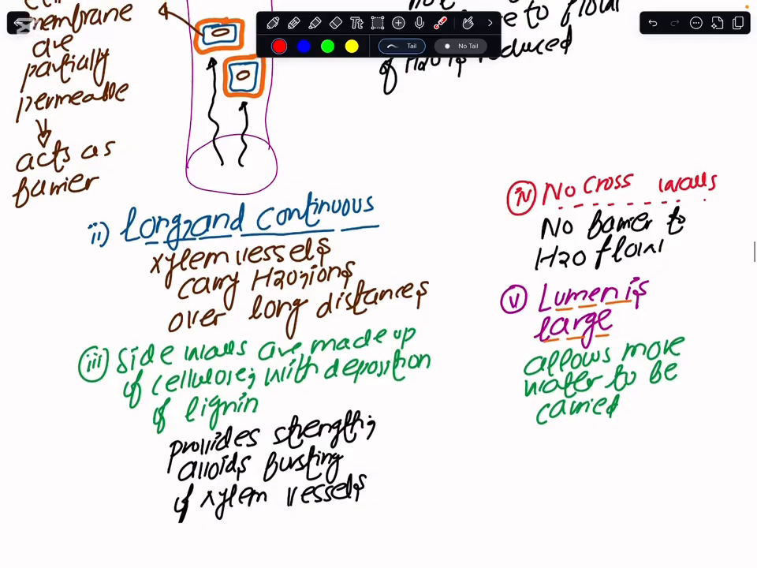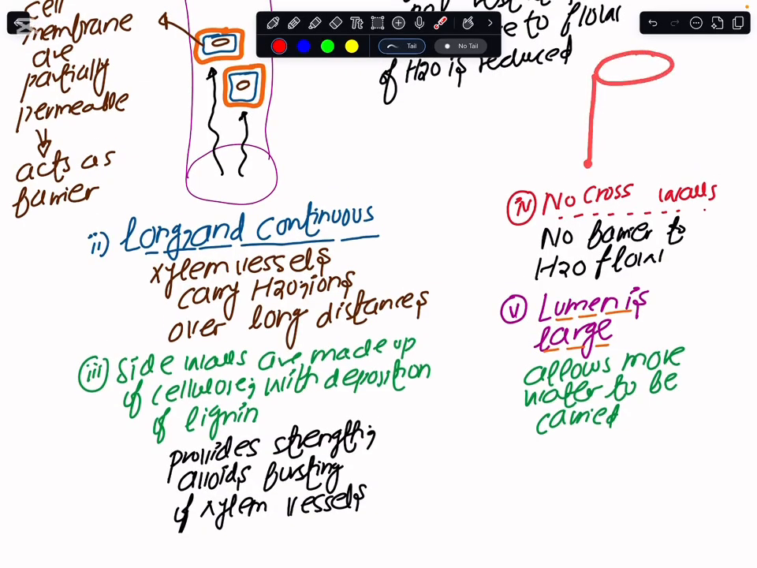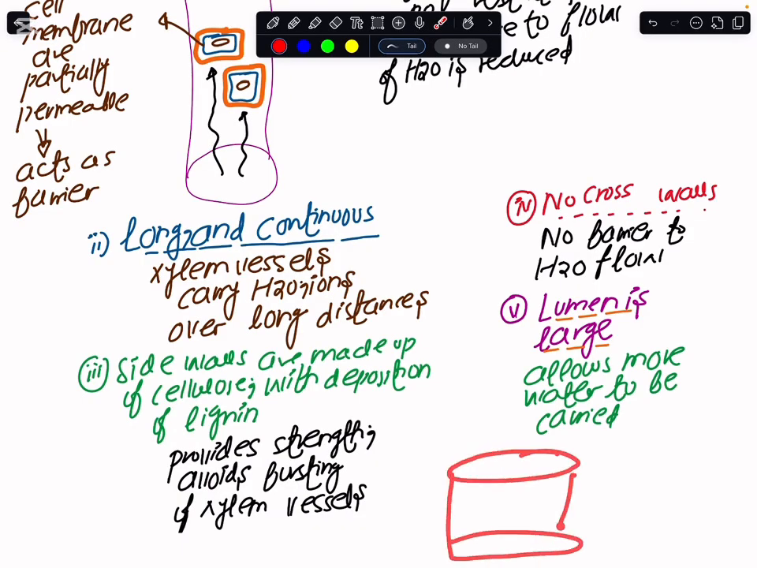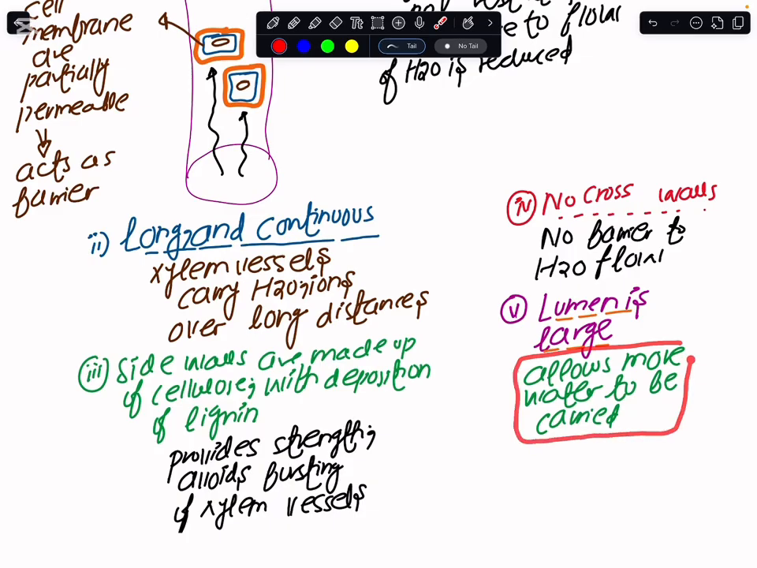The other point is that these xylem vessels just have the side walls, they do not have any cross walls in them. So when there are no cross walls present, there would be no barrier to the flow of the water. And the inner empty space in the xylem vessel, which I was referring to as the lumen, is large and wide. So in this way we would be able to carry a larger volume of water up the plant. So these are the points that are constantly being asked in the exam: how the xylem is adapted to perform its function in context of the movement of water and ions, and I have told you just now.